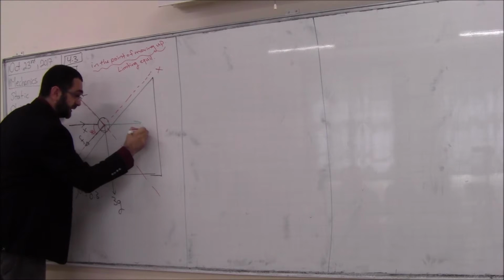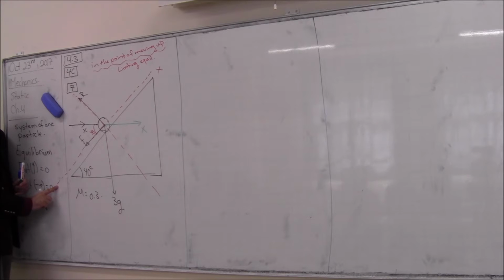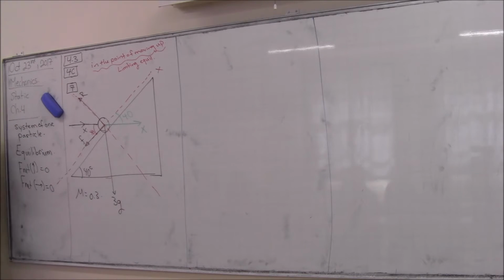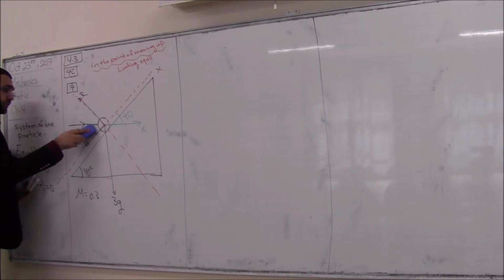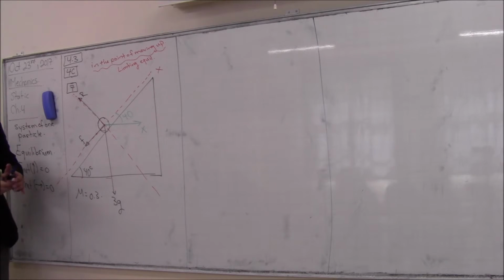This force X, the angle is with which axis? The x-axis, 40 with the x-axis. So it should be kept with the x-axis. Clear? Okay. Any question about this? Now what I have to do, erase this. That's cosine 40.